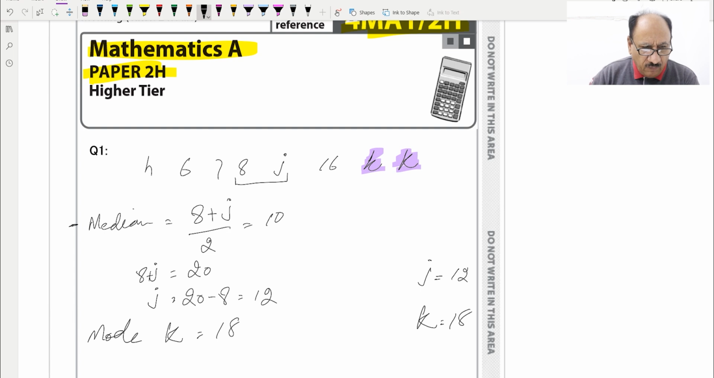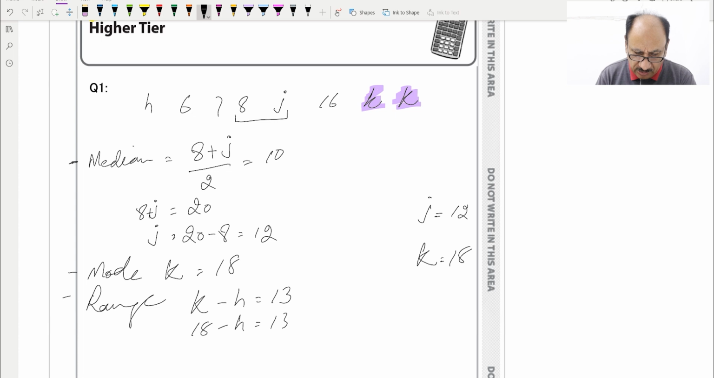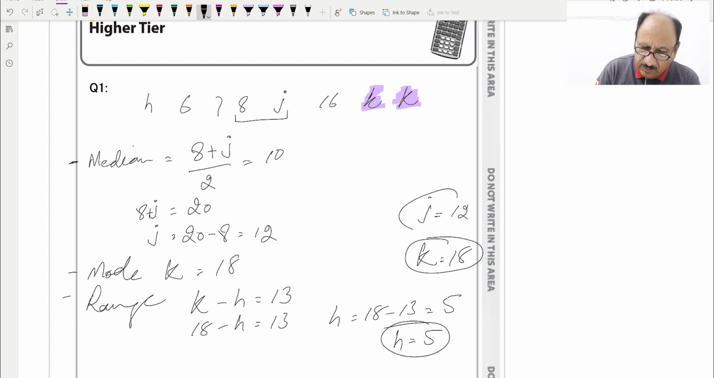Now the range of the 8 numbers is 13. So they have given range is equal to 13, and range is maximum minus minimum. So K minus H is equal to 13. This is the information provided. So the K value we know is 18. So 18 minus H is equal to 13. This implies H is equal to 18 minus 13, which is equal to 5. So H is equal to 5. So these are the values which we were supposed to find.